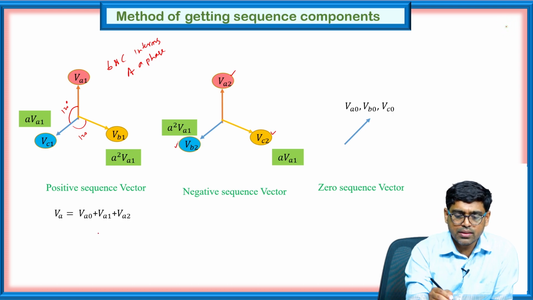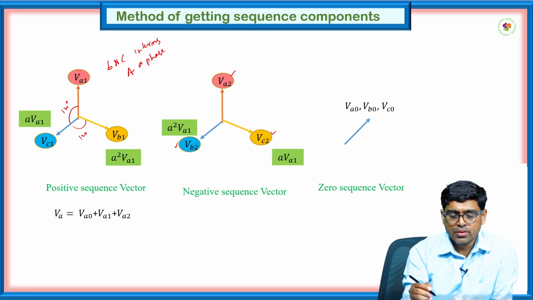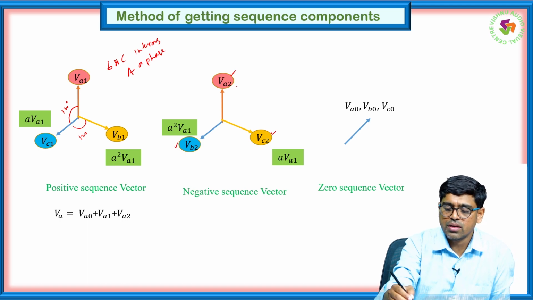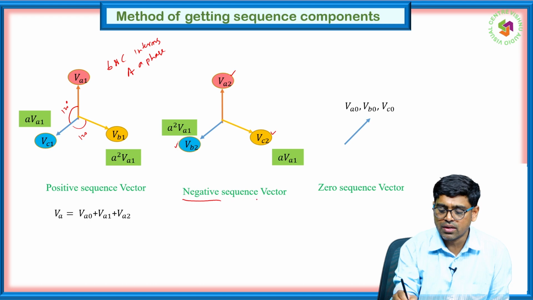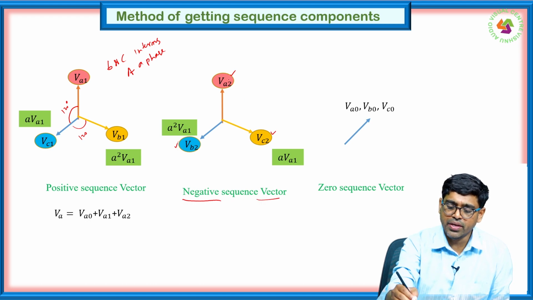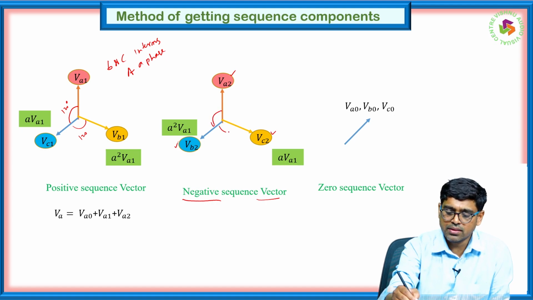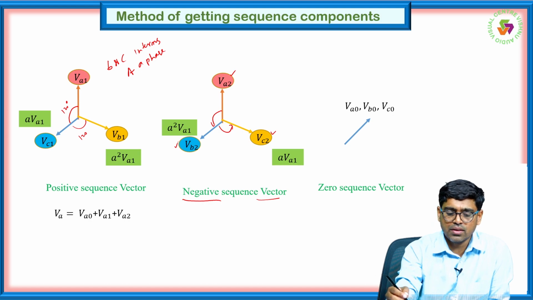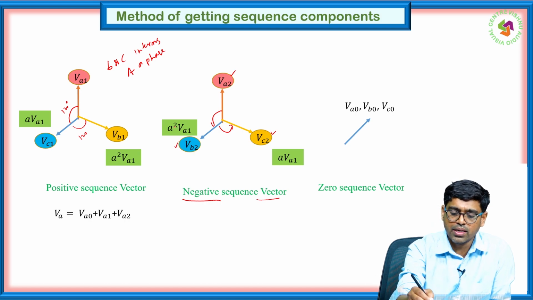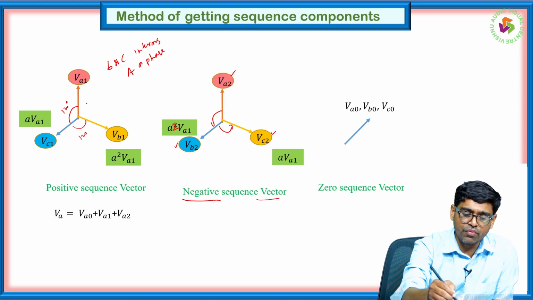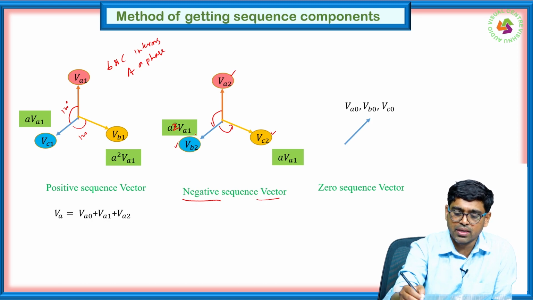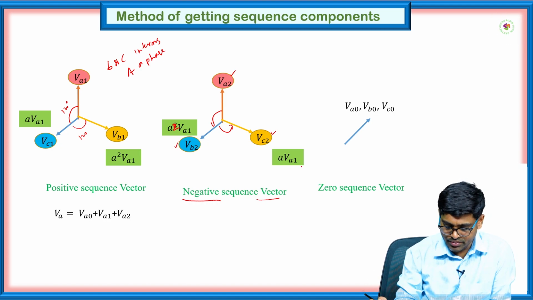So VA is nothing but VA0, VA1, VA2. Next is our negative sequence vector: VA2, and VB2 and VC2 can be represented. VB2 is a times VA2, and VC2 is a squared times VA2. So with respect to VA2, VB2 becomes a times VA2, and VC2 is a squared times VA2.